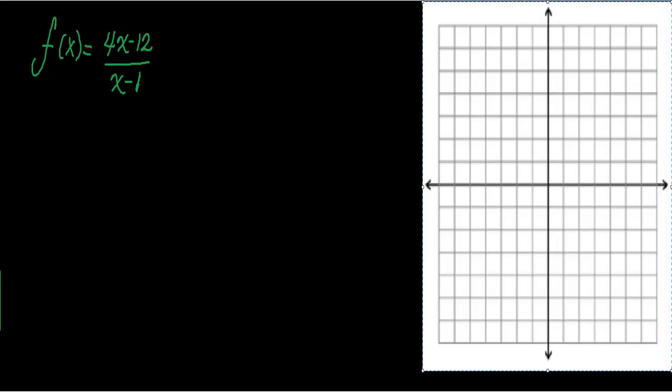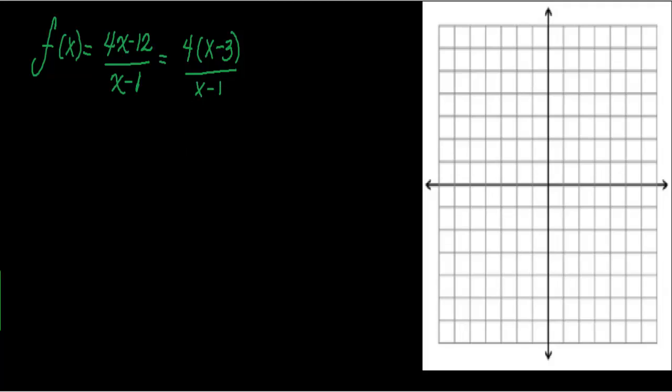Here's example 3 on sketching rational functions. First thing to do, factor anything you can factor, and I can see that I can factor the numerator. They have a common factor of 4, so I can factor out 4 and get x minus 3. And the denominator stays the same. There's nothing to factor there.